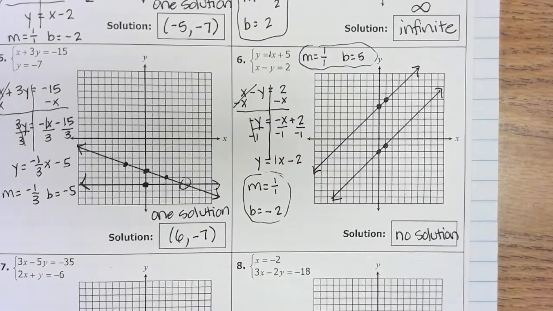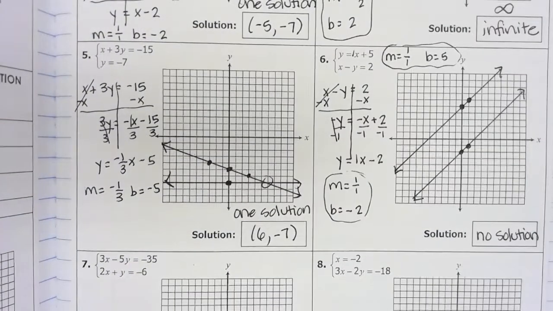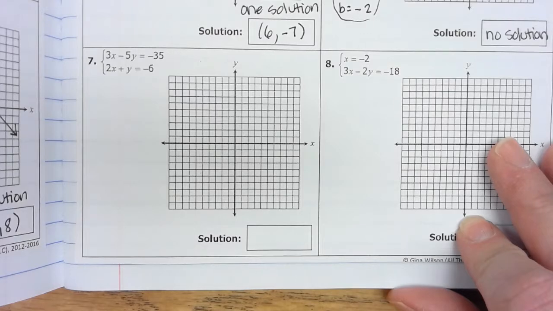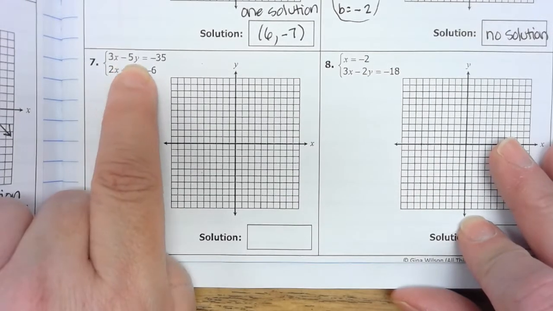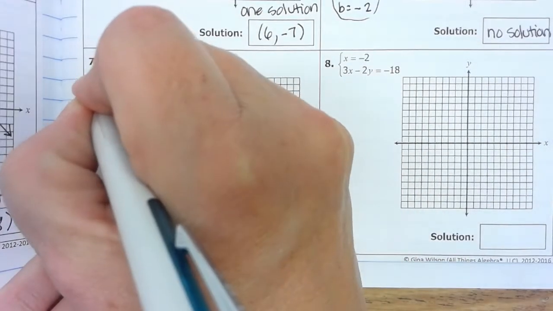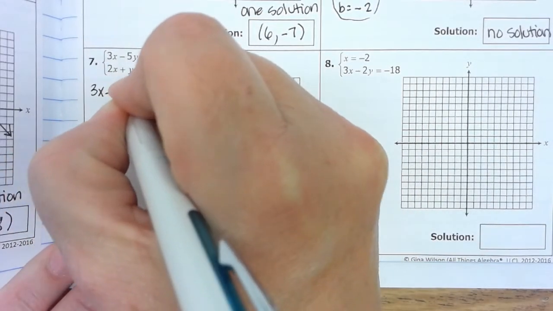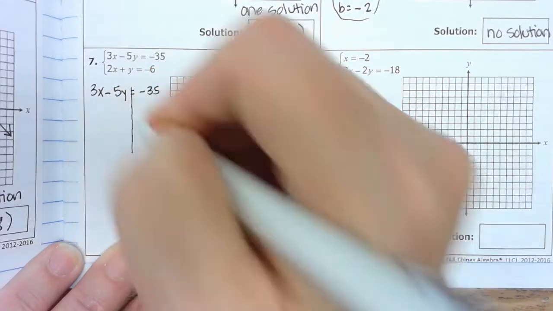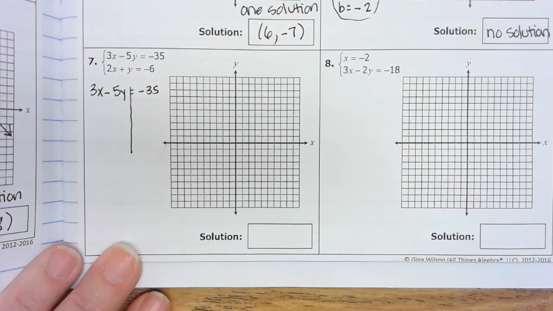Okay, let's go down to number 7. My first equation is in standard form, so we're going to have to change it. Don't write too big here because it looks like we have to change the second one too. Copy it carefully.